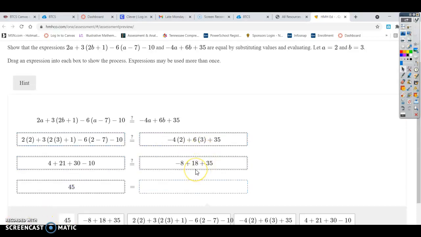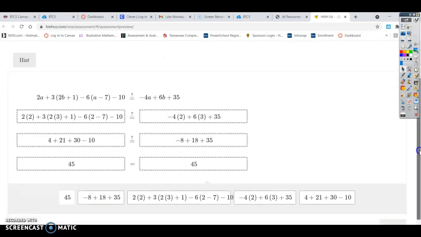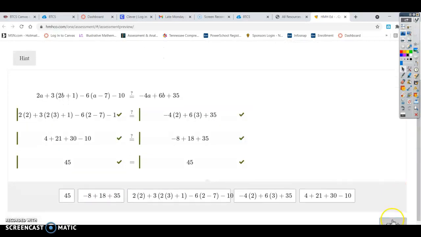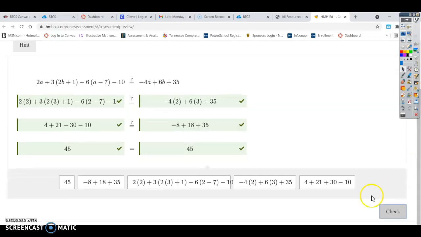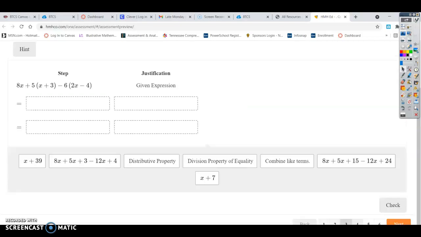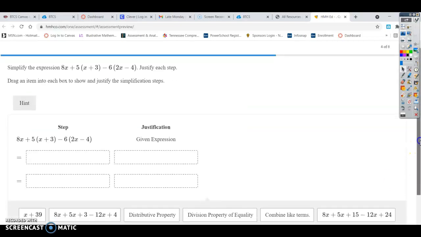All right, so we've got negative 8 plus 18. That's 10. 10 plus 35 is also 45. So you can see that these two did simplify into being equivalent expressions. And again, if you're doing it on here, you can check your answers. All right, let's do another one.